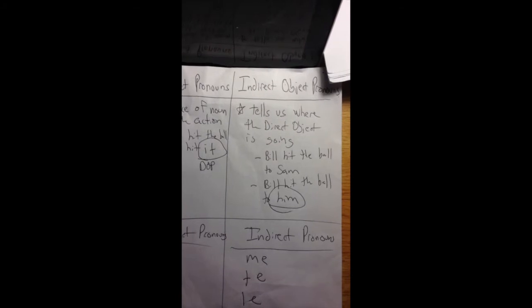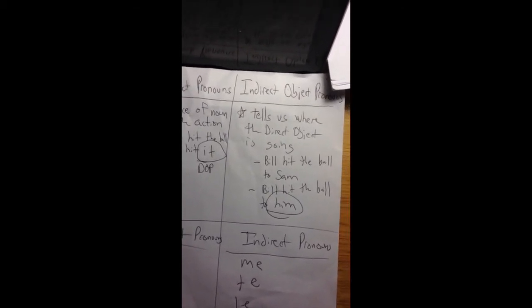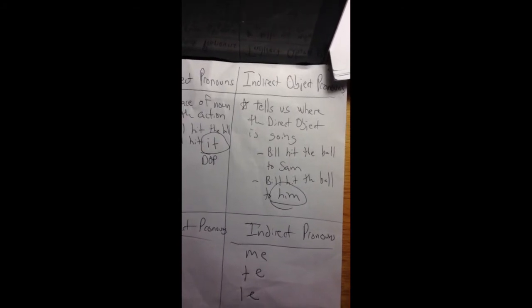Now we're going to head over to indirect object pronouns, and the difference is they tell us where the direct object is going, such as in the sentence, Bill hit the ball to Sam. So the ball is going to Sam. And you can replace that with Bill hit the ball to him, him being the indirect object pronoun.